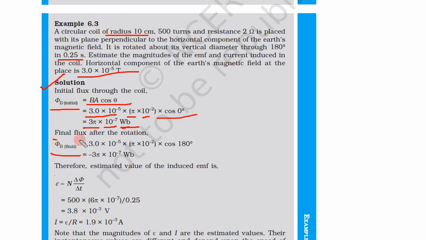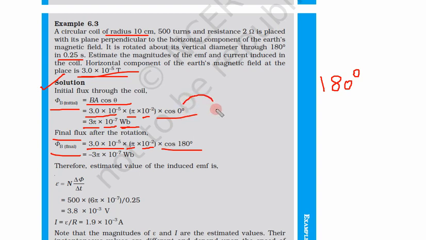Now the final flux. What is the angle for the final flux? 180 degree. The horizontal component of Earth's magnetic field will not change, so this B will remain the same, 3.0 into 10 to power minus 5. Pi and r squared will not change because you cannot change the size of the loop. What changes? Only the angle changes.